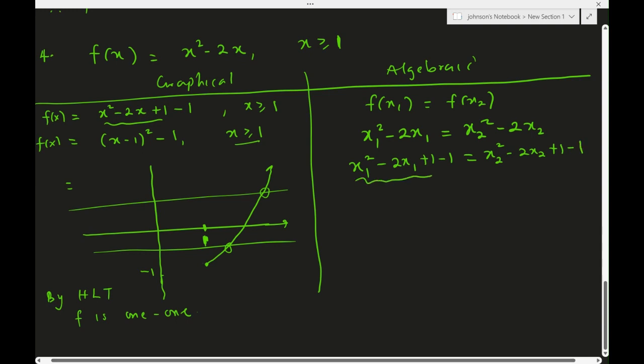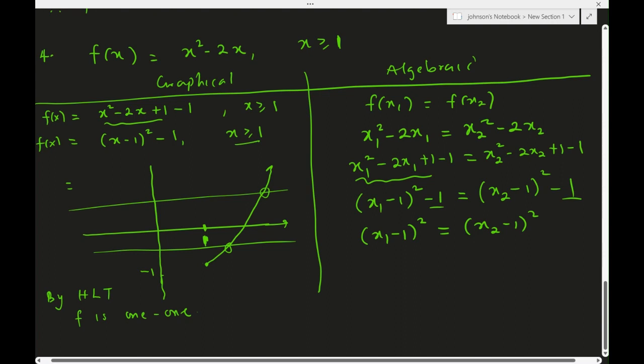Now, if you look at this term here, what do we have? This is nothing but (x1 minus 1) square, then minus 1. And this side also is going to be (x2 minus 1) square, then minus 1. So you see that we can drop both minus 1 and we just go with (x1 minus 1) square equals (x2 minus 1) square.